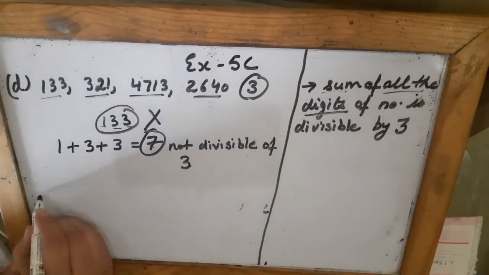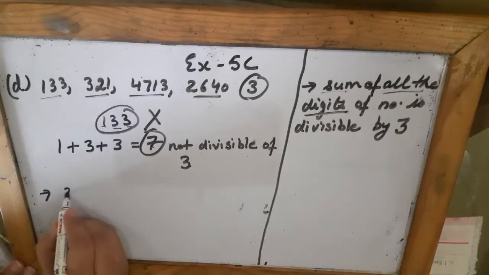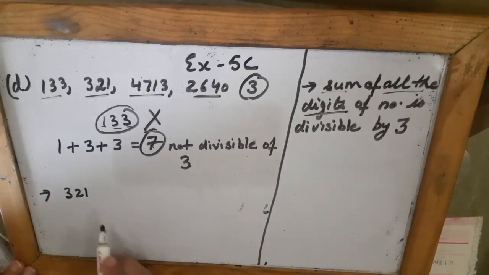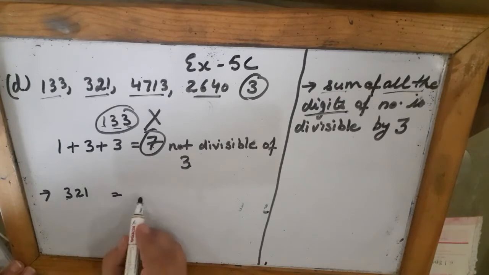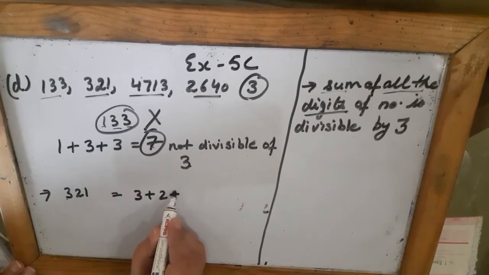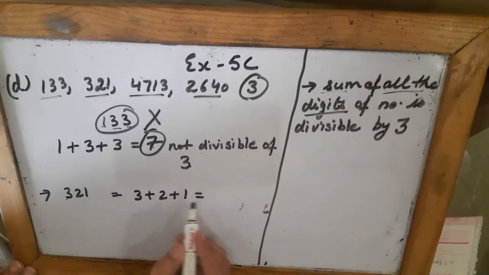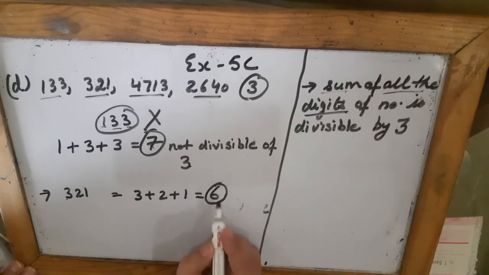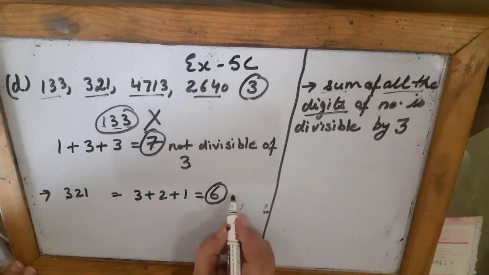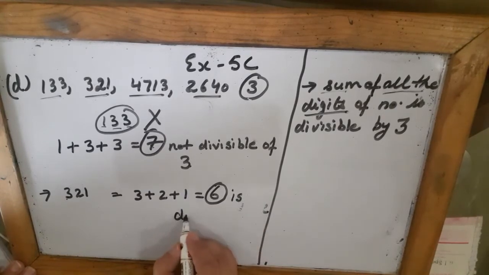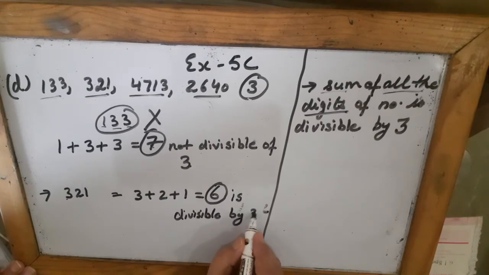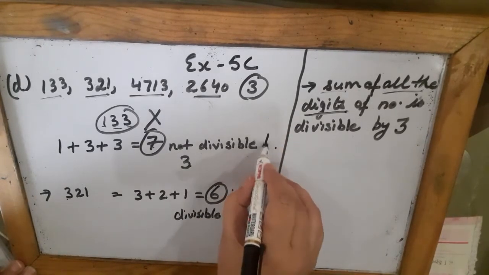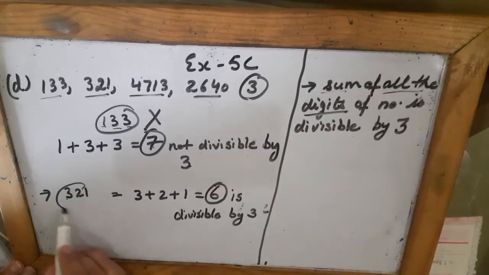Okay, now let me take the second number, 321. I will add all the digits, 3 plus 2 plus 1. What do you get? 6. Is this 6 divisible by 3? Yes, because 3 2s is 6. So this 6 is divisible by 3, so it means this number is divisible by 3.